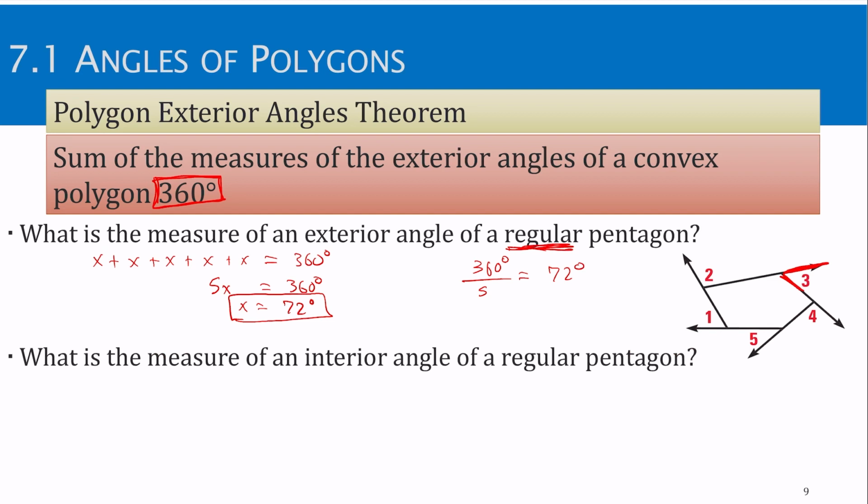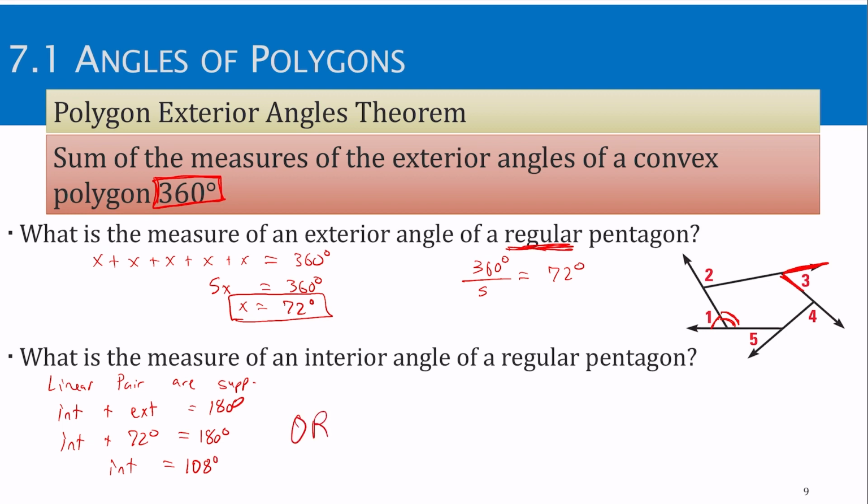How about the measure of one interior angle of a regular polygon? Well, you could look and say, the exterior angle and the interior angle make a linear pair. And linear pairs are supplementary. So we could say the interior plus the exterior angle have to equal 180. Well, we already learned that the exterior angle was 72. So that means the interior angle must be 180 minus 72, or 108.